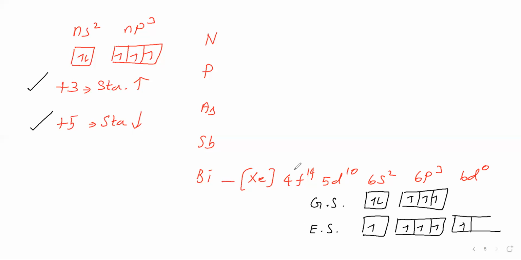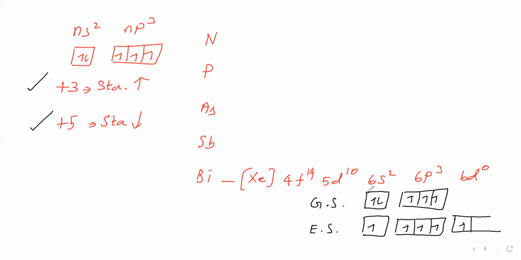Now this 4f14 shows a very poor screening effect. 5d also shows a poor screening effect. Screening effect order, if you see, is S greater than P, P greater than D, D greater than F. So this F shows a very poor screening effect. Due to the very poor screening effect, the attraction between the bismuth nucleus and the 6s electrons is high. Due to higher attraction, the 6s electrons are unable to go for unpairing.